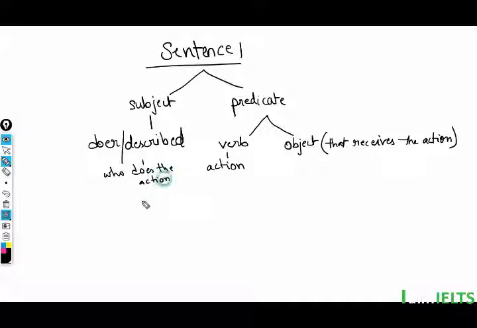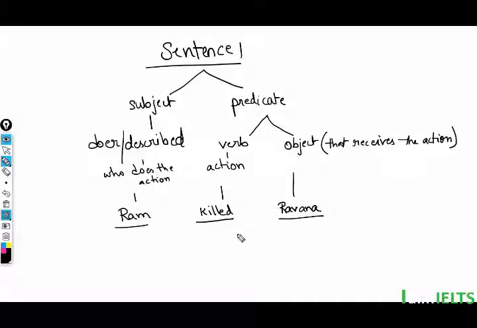This is the simplest sentence that we can write. It could be something like Ram killed Ravana. In this example, Ram is the subject. It is the person who did the action. And what is the action? Action is killed. And who received the action? Ravana is at the receiving end, so he is the object. This is the simplest of the sentences that we can write.